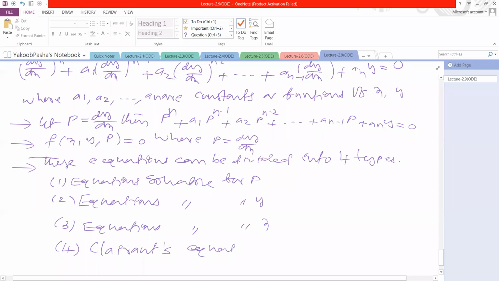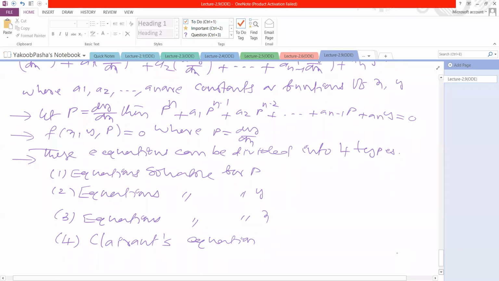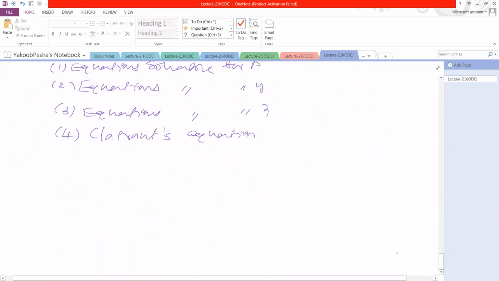Okay. I'm giving a brief explanation about these 4 types of equations. I'm not giving details; details come in problems. Okay. First, equations solvable for p. We can solve this type of equations.